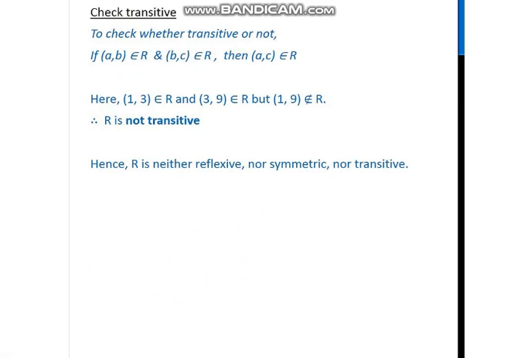As I told you in the previous video, whenever we want to check transitivity, we will only look at the pair which ends with b and which starts also from b. That means if here we have (1, 3), then we will look at the pair which starts from 3 only. Okay. So if we are checking for (a, b), then the other pair should start from b only. So here this relation is neither reflexive, nor symmetric, nor transitive.